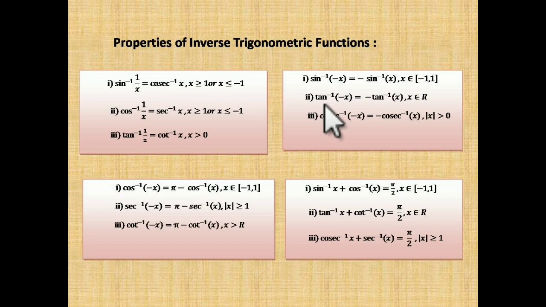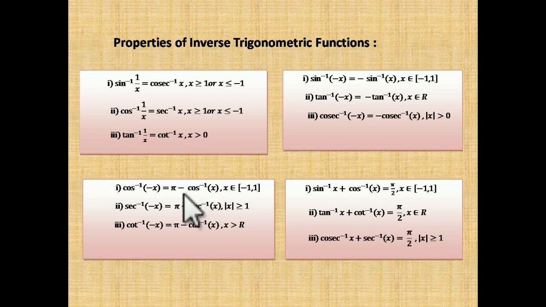Second, as I told you, we have two different categories. One is the inverse trigonometric functions which belong to the range -π/2 to π/2, and the other is the inverse trigonometric functions which belong to the category of 0 to π. So sine inverse of minus x will come out to be minus sine inverse x. Tan inverse of minus x gives minus tan inverse x. Cosec inverse of minus x gives minus cosec inverse x.